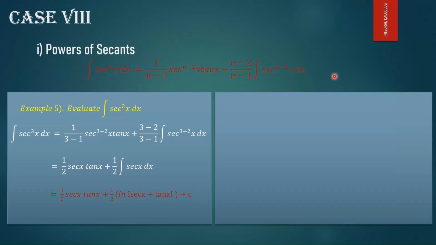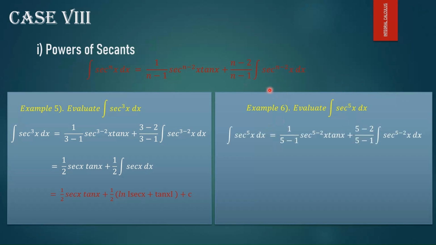Let's have another example for secant. Evaluate the integral of 5 power of secant x. So here, tumaas yung exponent niya. Using the formula, we just replace n with 5.